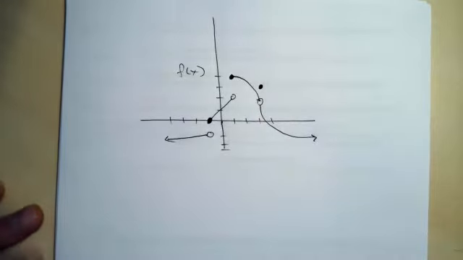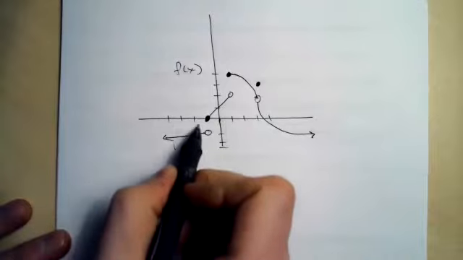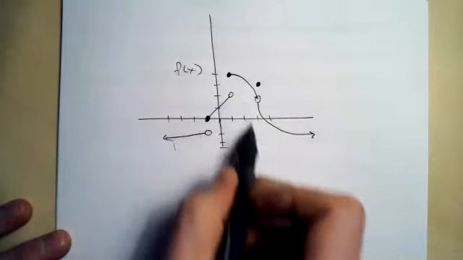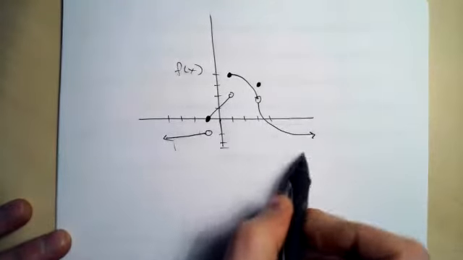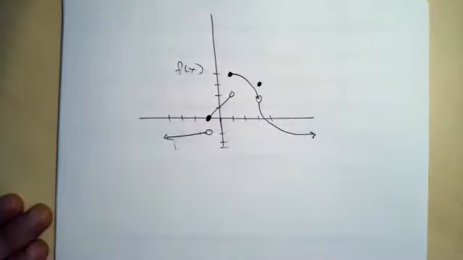So it is a function, right? It passes the vertical line test. Anywhere I draw a vertical line, it only crosses one point. It's a weird looking function though, and so we want to learn how we would mathematically study something like this.